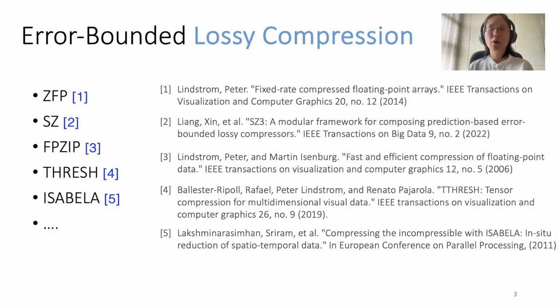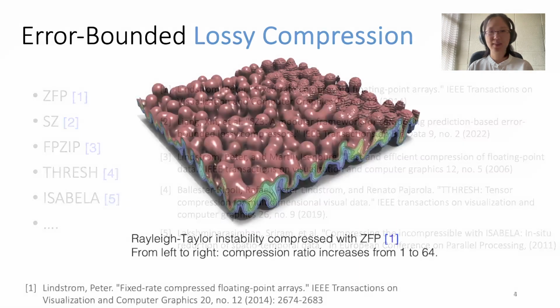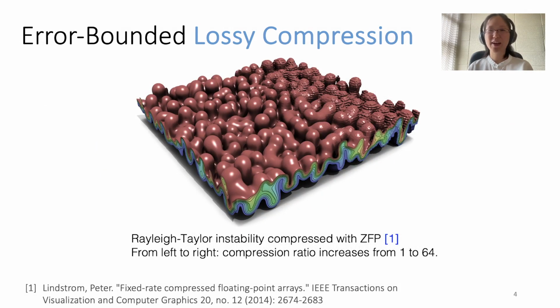Lossy compression, which throws away some of the data in order to save space, is one of the ways to address this challenge. This slide lists some of the error-bounded lossy compressors. Here is an interesting picture. It visualizes data compressed by ZFP. From the left to the right, the compression ratio is increasing from 1 to 64. I think most of us cannot notice the information loss in the left part of the picture. This is the beauty of lossy compression.